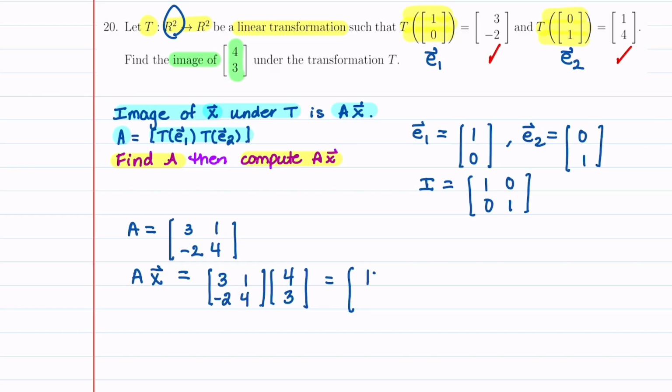And this is equal to 12 plus 3, and then -8 plus 12. So our answer is going to be a vector with the first component of 15 and the second component of 4. So vector (15, 4) is the image of vector (4, 3) under our transformation.